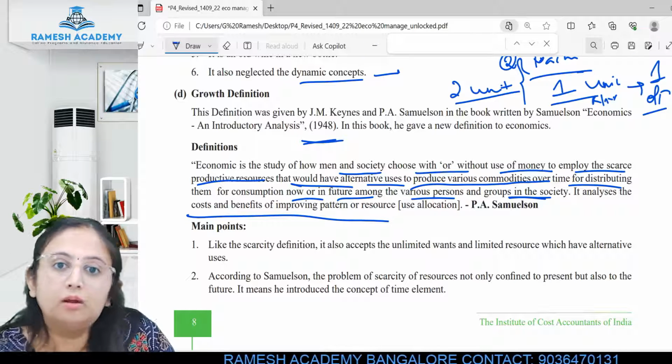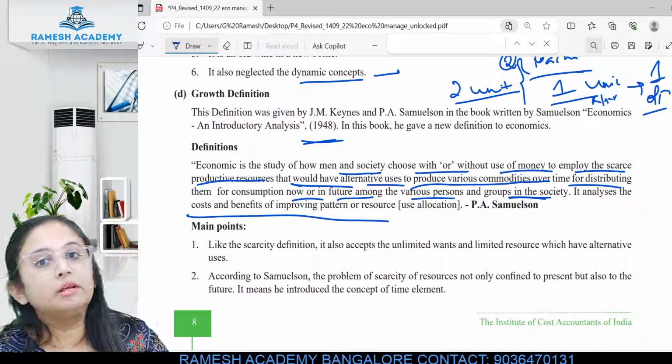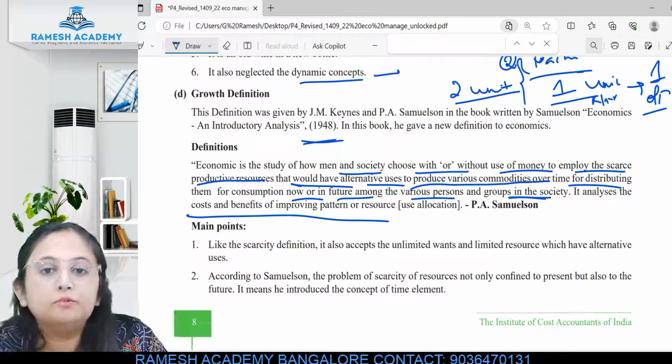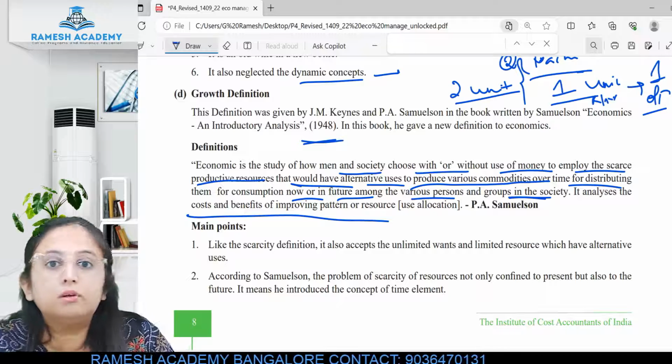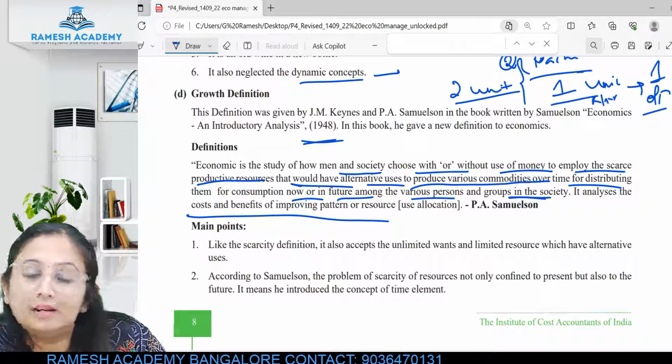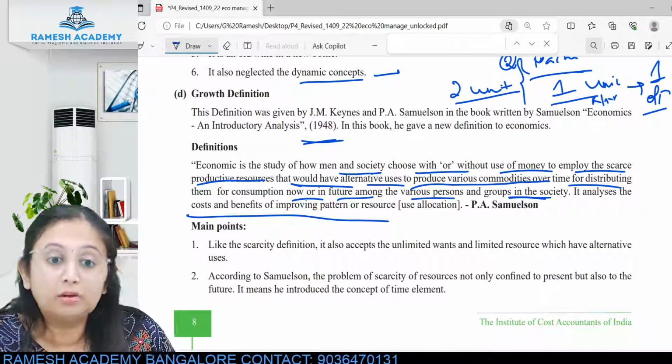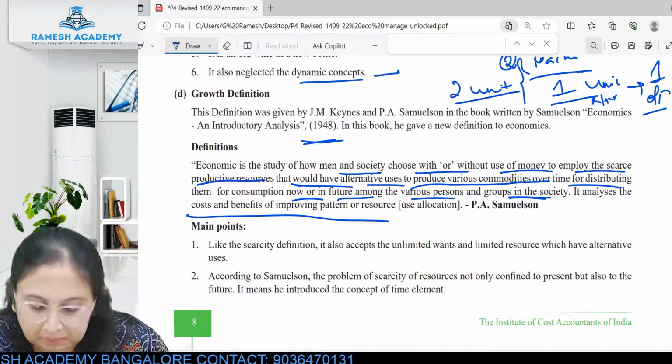Not only consuming now, or not only prioritizing everything and going. What is it that you are keeping for the future generation? What is it that you are passing on to them? So that is the growth definition, or that is what economics is according to Samuelson.